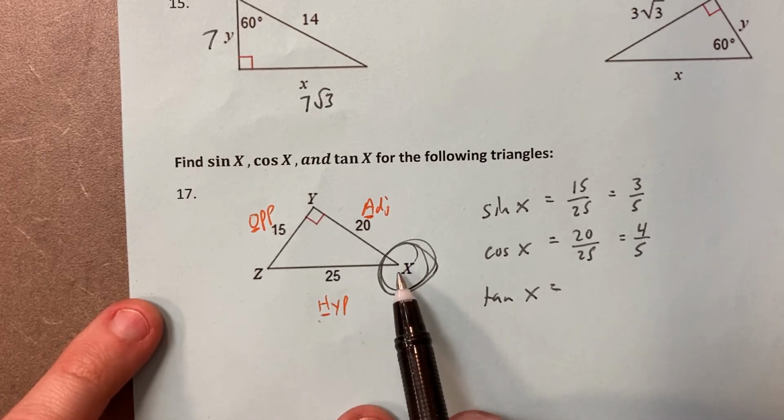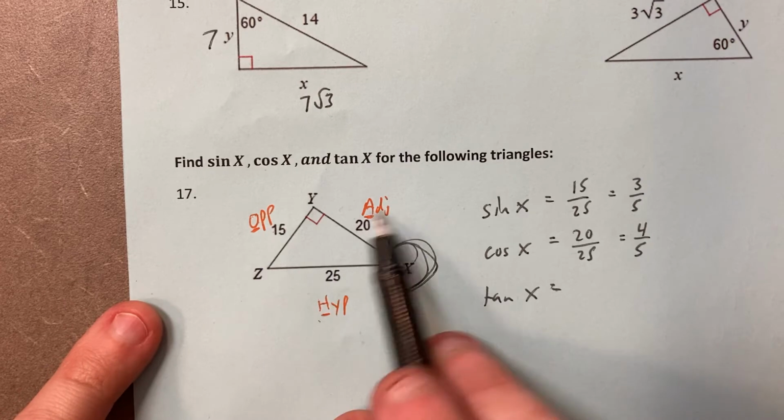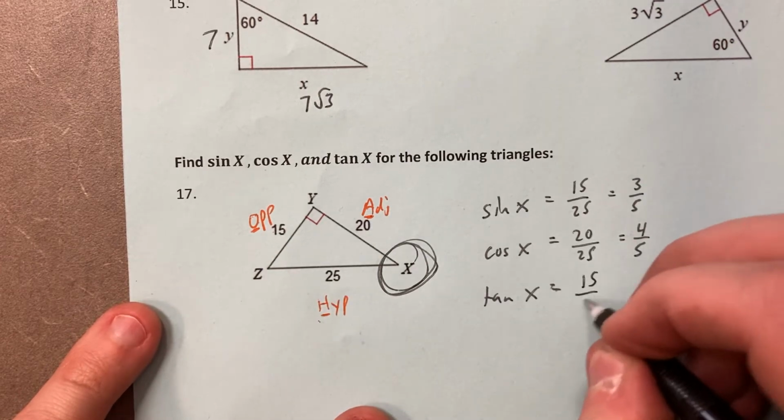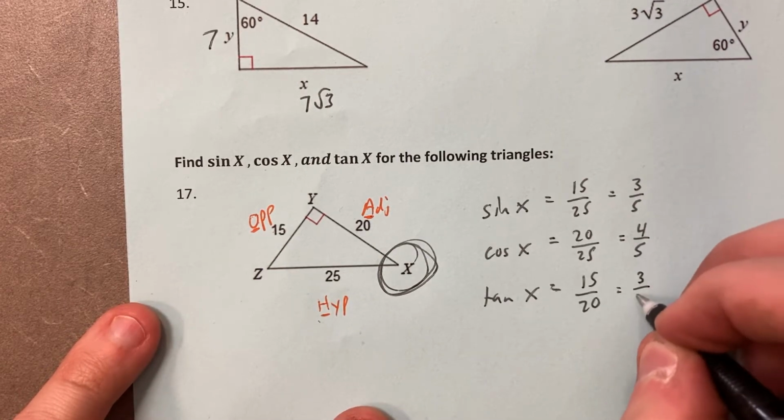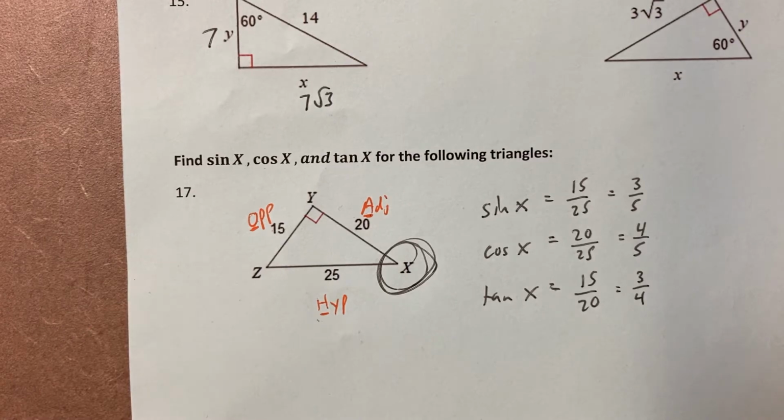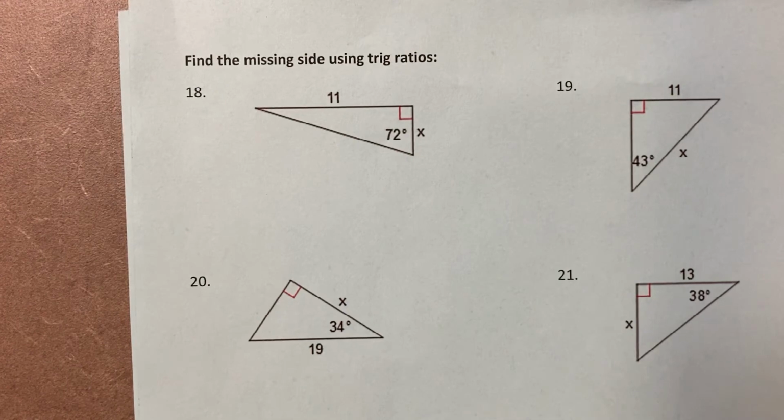Tangent. TOA. Opposite over adjacent. 15 over 20. Reduces to 3 over 4. And that's it. That's all you're doing for those. Now, I would take SOHCAHTOA a step further and we use it to actually solve for an unknown side.